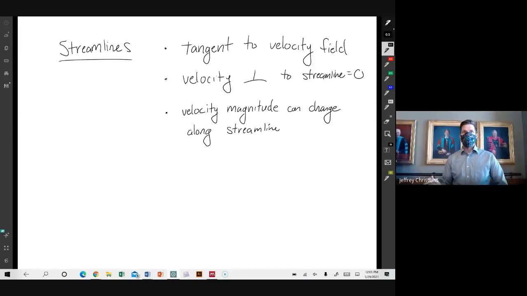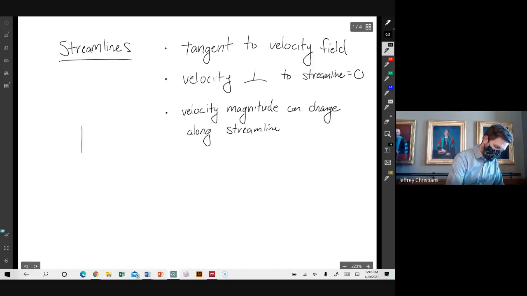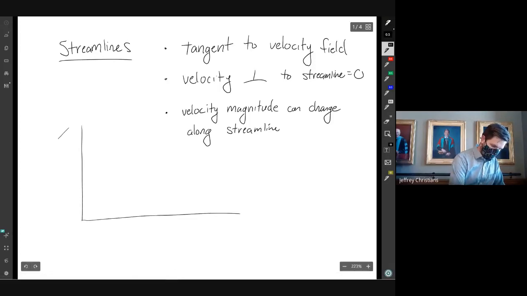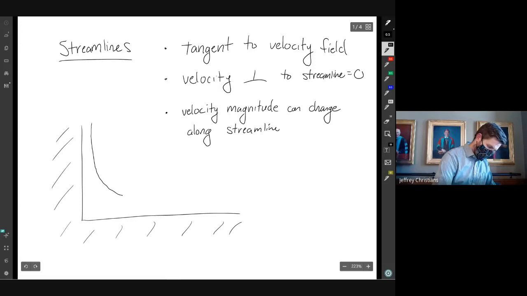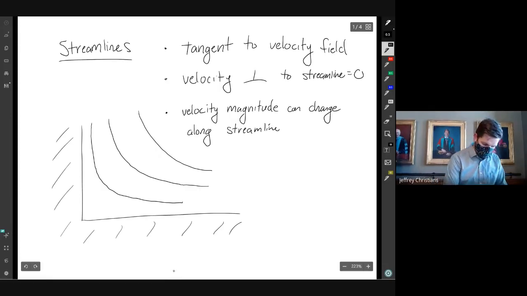So if we were to look at some sort of flow, I'll just draw this. Let's say we have a corner like this, and we have a fluid flowing in that corner. What would that look like? Your fluid would come and go, maybe something like that. So those would be the streamlines.